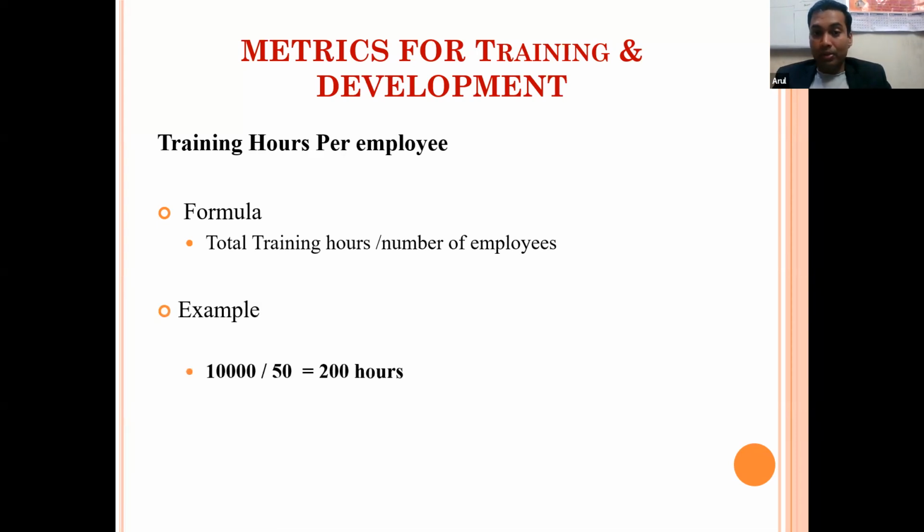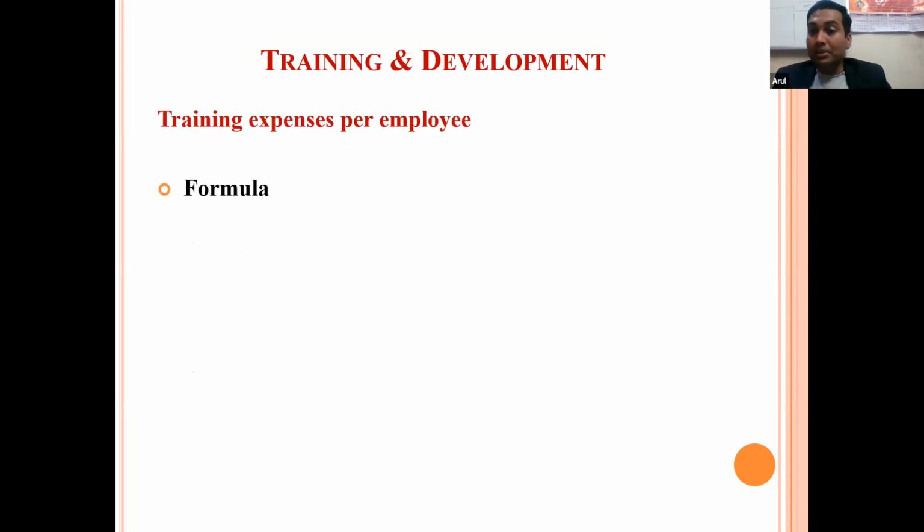Total training hours divided by number of employees. 10,000 training hours divided by 50. So on an average per year, it's 200 hours. Even department wise we can go, right? Training expenses per employee. What's the formula here? Any guess? Training expenses per employee.